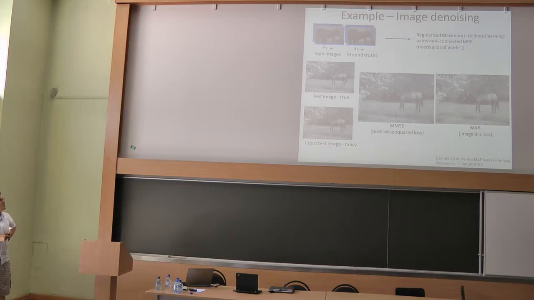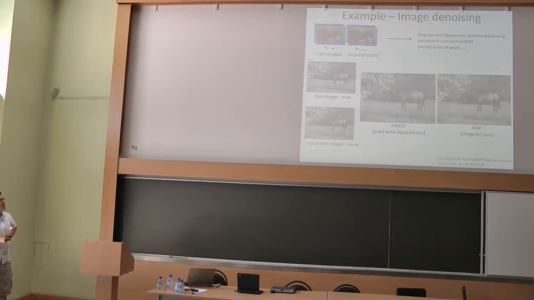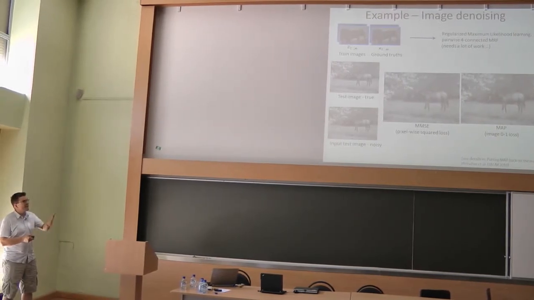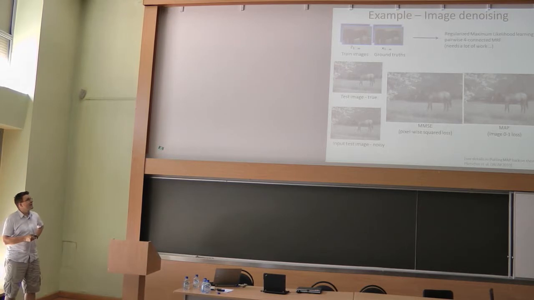So that's for denoising. You have some training images. There is some noise on them. I hope you can see that there might be a bit of speckle noise. It's pixel independent noise, and these are the ground truth images with no noise. Then we use maximum pseudo likelihood learning for a 4-connected grid. And I will come in a second to how the potentials exactly look.